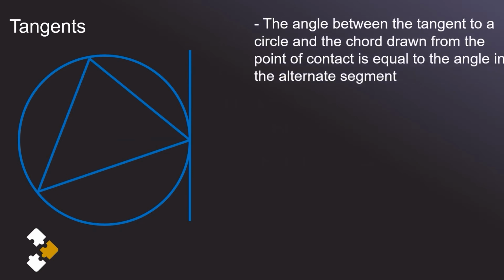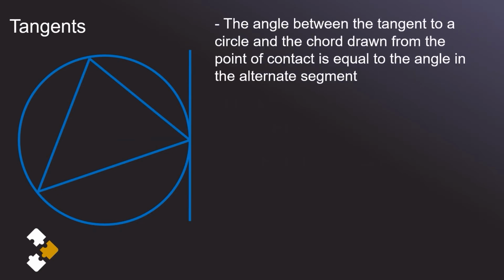Next up, we've got the tan-chord theorem, and for this particular theorem, it's very important that you understand your circle terminology so that you can understand the theorem statement. So it says here, the angle between the tangent to a circle and the chord. So if we identify there the tangent and the chord, then the angle that we are talking about is indicated as such. Now it's drawn from the point of contact, and it's equal to the angle in the alternate segment.